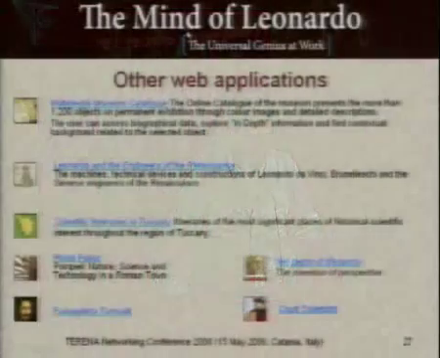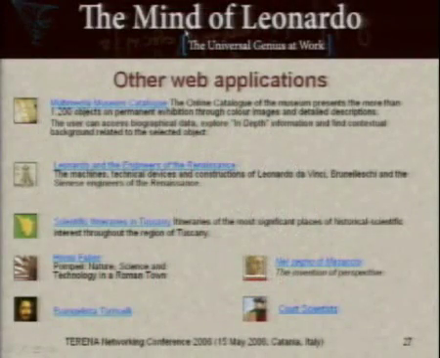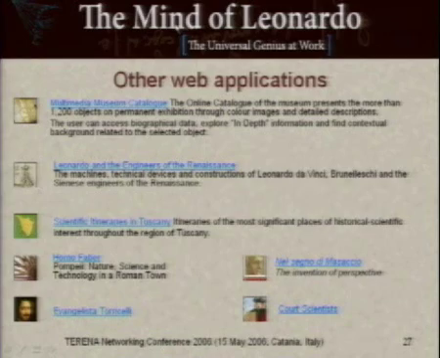So, on the web site of the Museum of the History of Science, we have many other web applications which are in large part realized in the same situation. When the museum prepared a real exhibition, it prepared a virtual exhibition too.